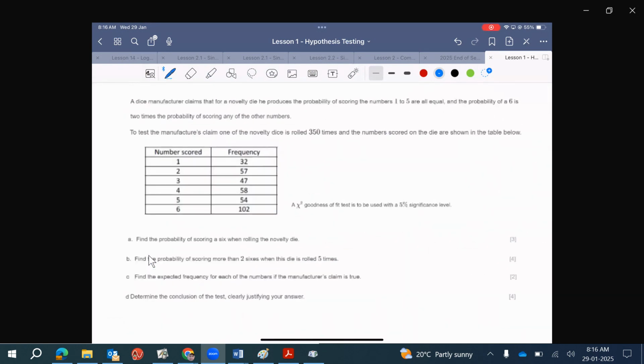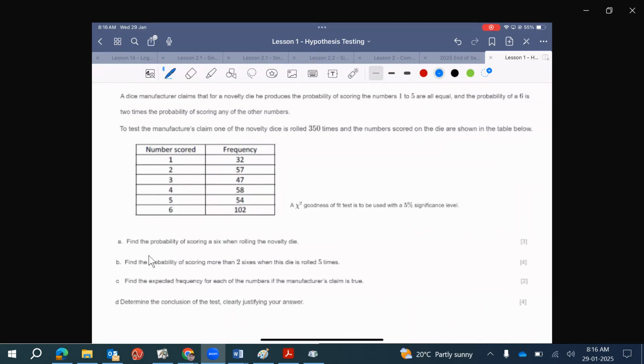Okay, our last one. A dice manufacturer claims that for a novelty die he produces, the probability of scoring 1 to 5 are all equal, and the probability of scoring 6 is 2 times the probability of any other. To test it, the manufacturer rolled the die 350 times, and the numbers scored on the die are shown in the table. We are going to do a chi-squared goodness of fit test at a 5% significance level. So first off, find the probability of rolling a 6 with the novelty die.